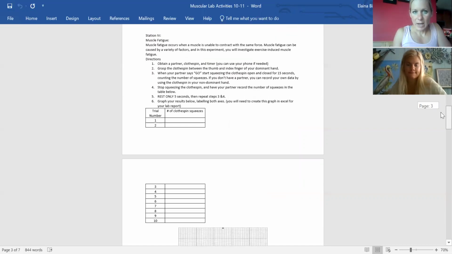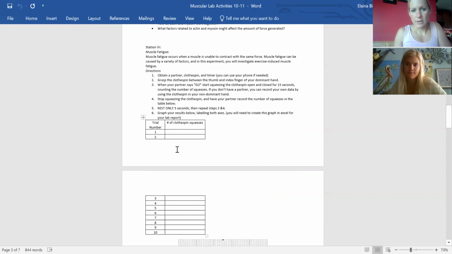The muscle fatigue section, again, everyone will do this. You should have all received a clothespin in your lab package. And again, you might need somebody to help you, or you could set up like an automatic timer if you can. I don't know how to do that. I'm sure it's not that hard though. To time yourself for each of these. So you only get 5 seconds rest between each one. So you're going to do 15 seconds with your clothespin. Again, keep it on the same hand for the whole experiment, and then just write down how many contractions you get for that 15 seconds. The idea being that you should get fatigued and the number should go down.